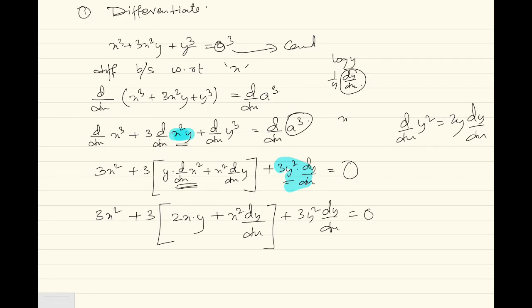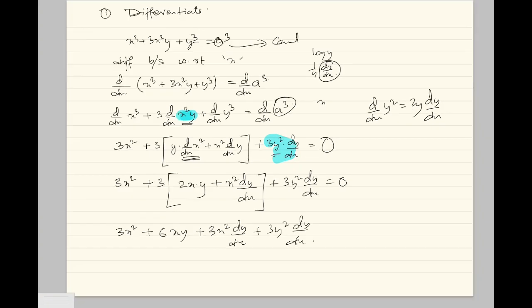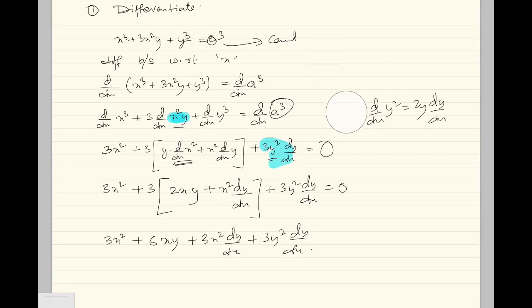Okay, so I need to find the value of dy by dx, because differentiate means find dy by dx, isn't it? So what do I do? I'll separate everything. 3x square plus 3 times 2xy plus 3x square dy by dx by breaking the bracket, plus 3y square dy by dx. Let's bring together dy by dx. Okay, let me do it here. I'll rub all of these here. Okay, I have some more space. So 3x square dy by dx along with 3y square dy by dx is together.